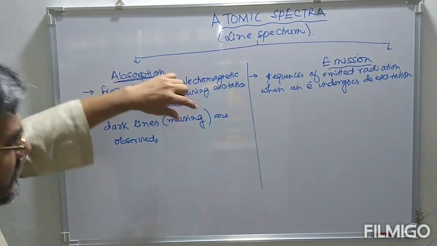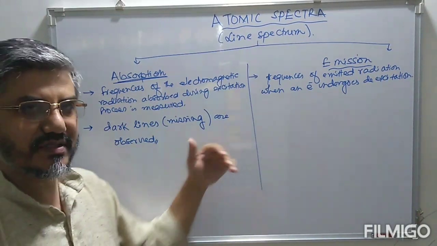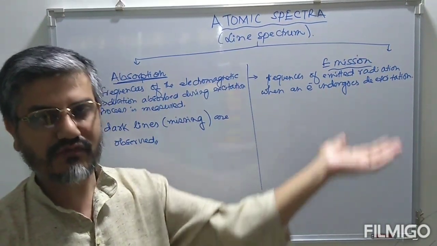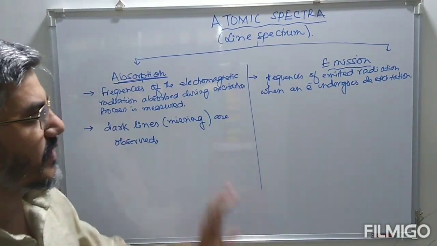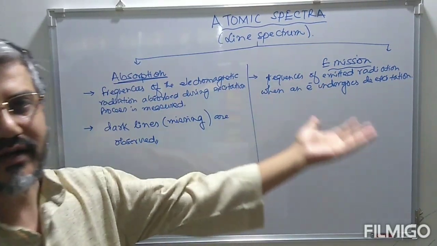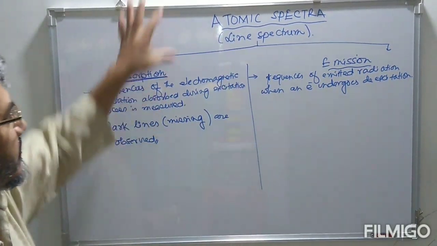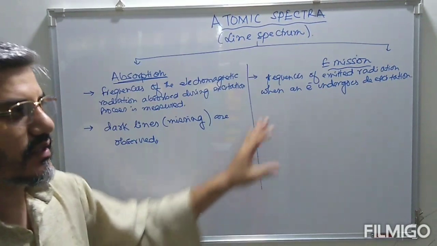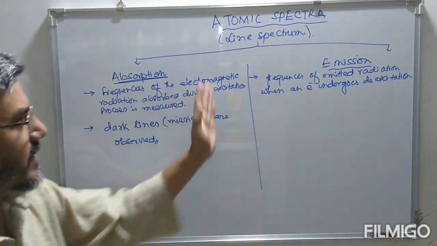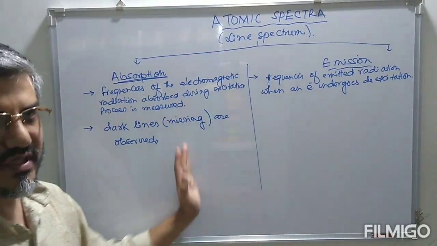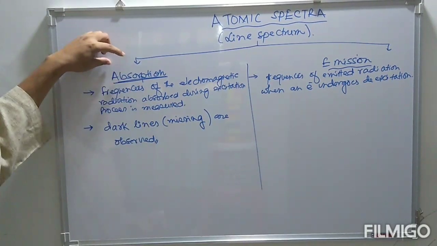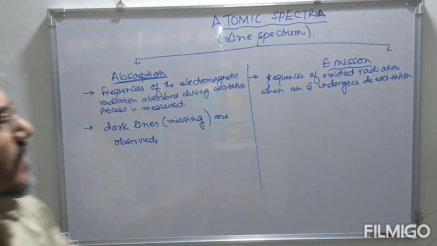So those lines missing in the spectrum means those lines are being absorbed for promotion of electrons from lower level to higher level. That is, we are having a white background. In this white background, there are clear dark lines. So those dark lines represent the absorption spectrum.